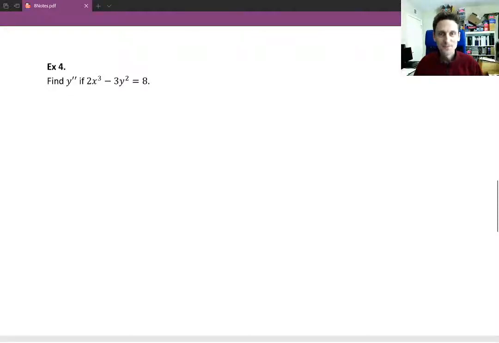Hello and welcome. In this example 4, we're going to look at finding the second derivative using implicit differentiation. So let's get started. Here we have 2x cubed minus 3y squared equals 8.